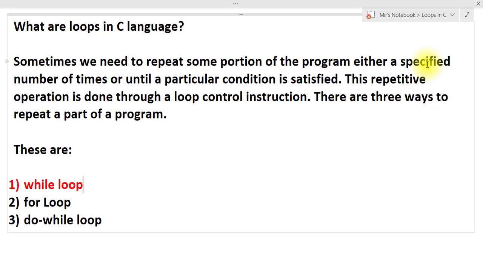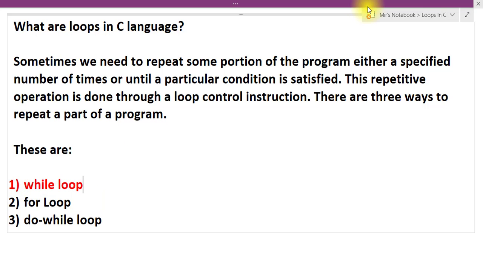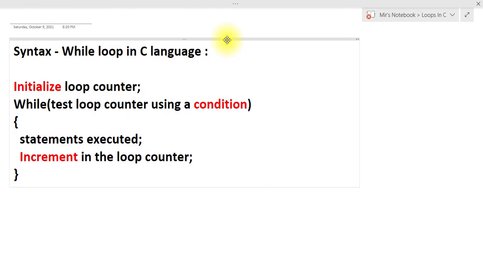So there are three ways to implement loops in C. These are the while loop, the for loop, and of course the do while loop. In this video we are going to discuss the while loop particularly. So let's have a look at the while loop. As you can see, this is the syntax of the while loop in C language.